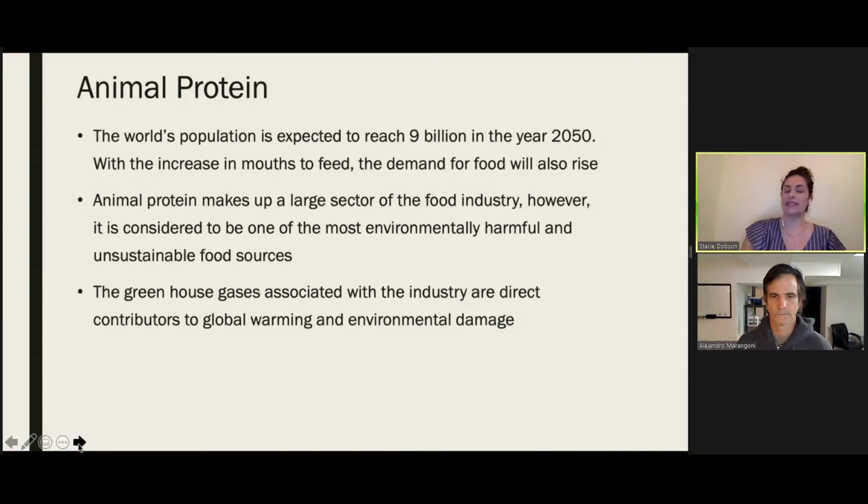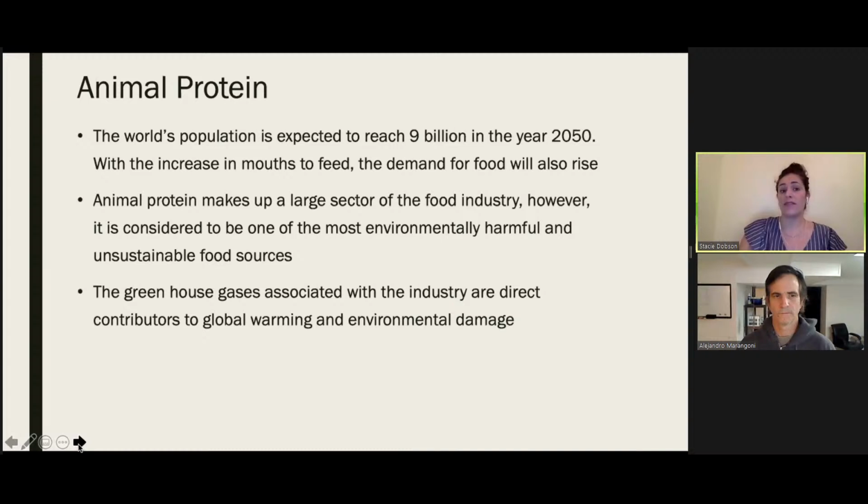Animal protein makes up a pretty large sector of the food industry. However, it's considered to be one of the most environmentally harmful and unsustainable food sources. With our growing population, we're going to have an increased demand for this kind of food, and with increased demand, all of the environmental factors that affect us right now are just going to increase. The greenhouse gases associated with this industry, which are direct contributors to global warming and environmental damage, are just going to get worse and worse. So we need to find a solution.